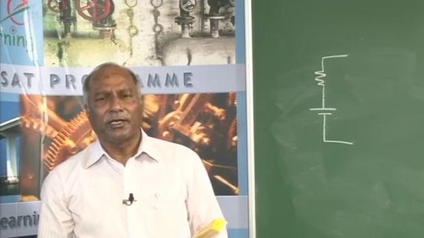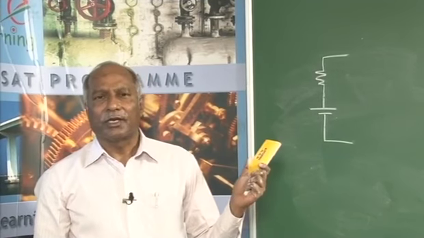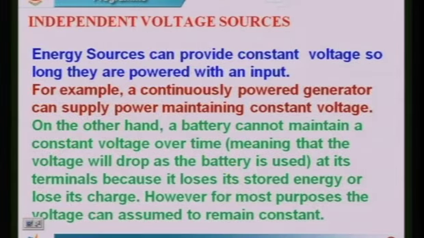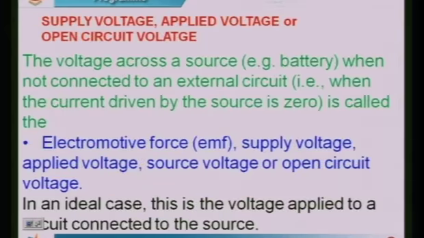When nothing is mentioned, generally the voltage sources are taken to be ideal sources. Energy sources can provide constant voltage so long as they are powered with an input. For example, a continuously powered generator can supply power maintaining constant voltage. However, a battery cannot maintain a constant voltage over time, meaning that the voltage will drop at its terminals as the battery is used, because of the losses, its stored energy or the loss of charge. However, for most purposes, the voltage can be assumed to remain constant to work out the problems.